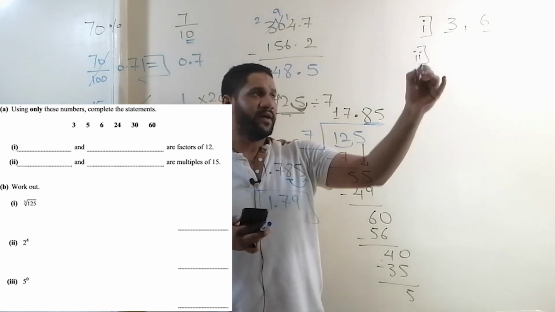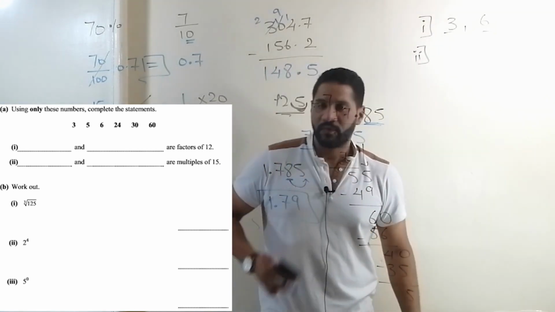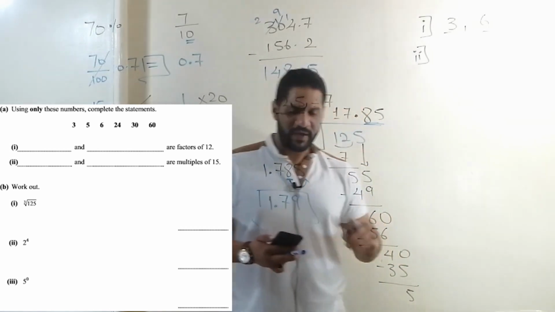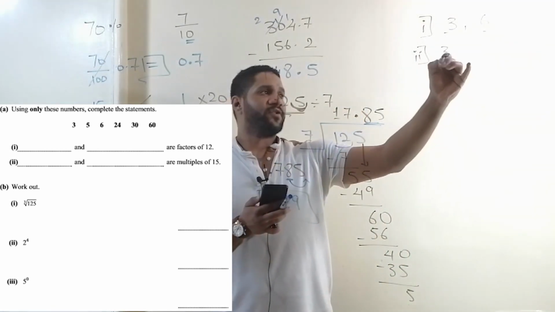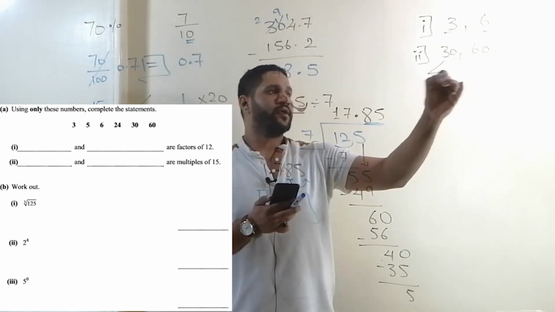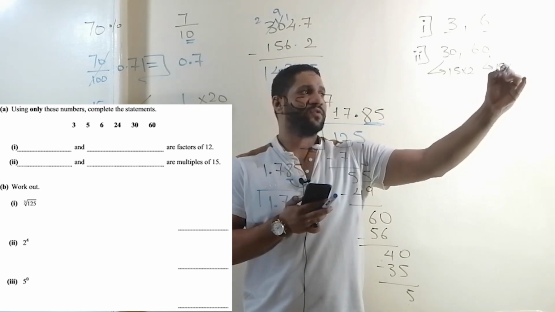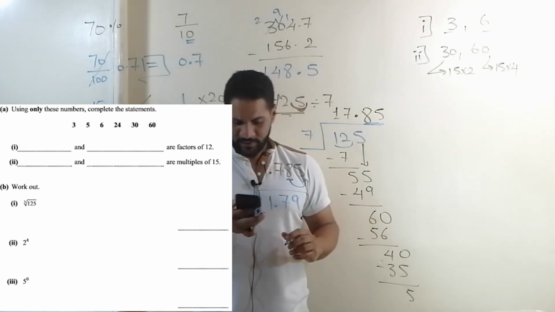If we look at part ii, you want multiples of 15. What is the meaning of multiples of 15? It means 15 multiplied by something gives me any of these numbers. Yes, 30 and 60. Why? Because 15 times 2 gives 30, and 15 times 4 gives 60.